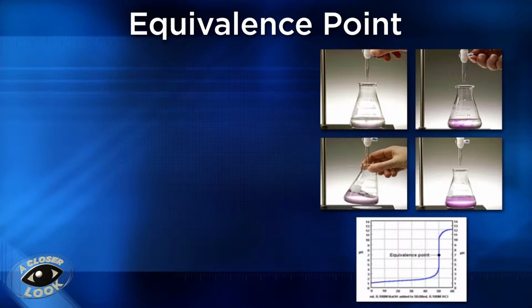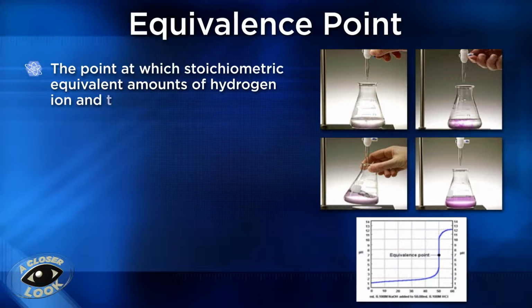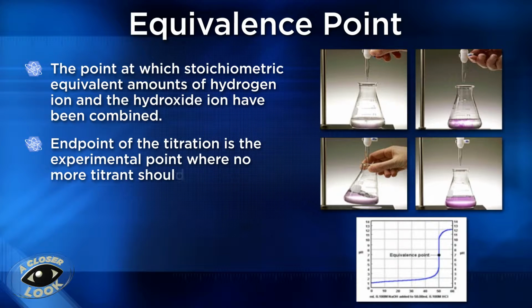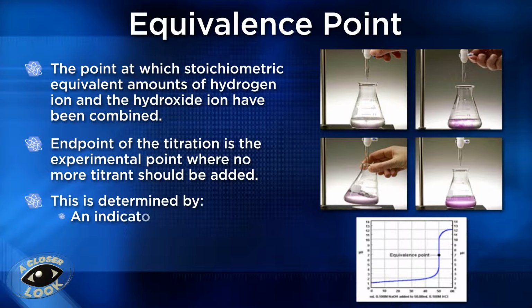The equivalence point of the titration is the point at which stoichiometric equivalent amounts of the hydrogen ion and the hydroxide ion have been combined. The endpoint of the titration is the experimental point where no more titrant should be added, and this is determined by an indicator that changes colors. There is also a dramatic change in pH at or near the equivalence point.